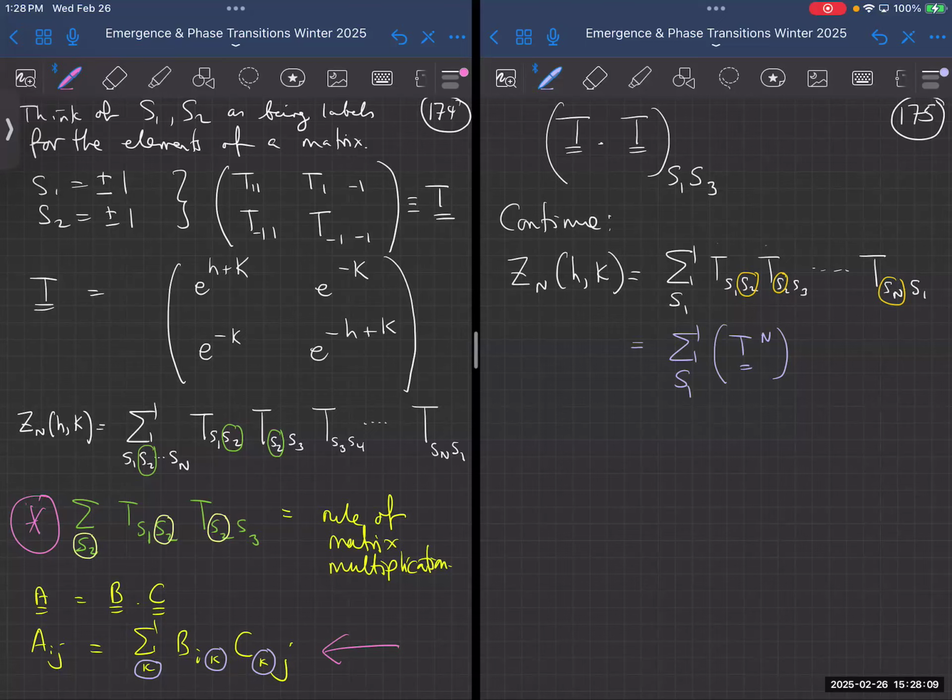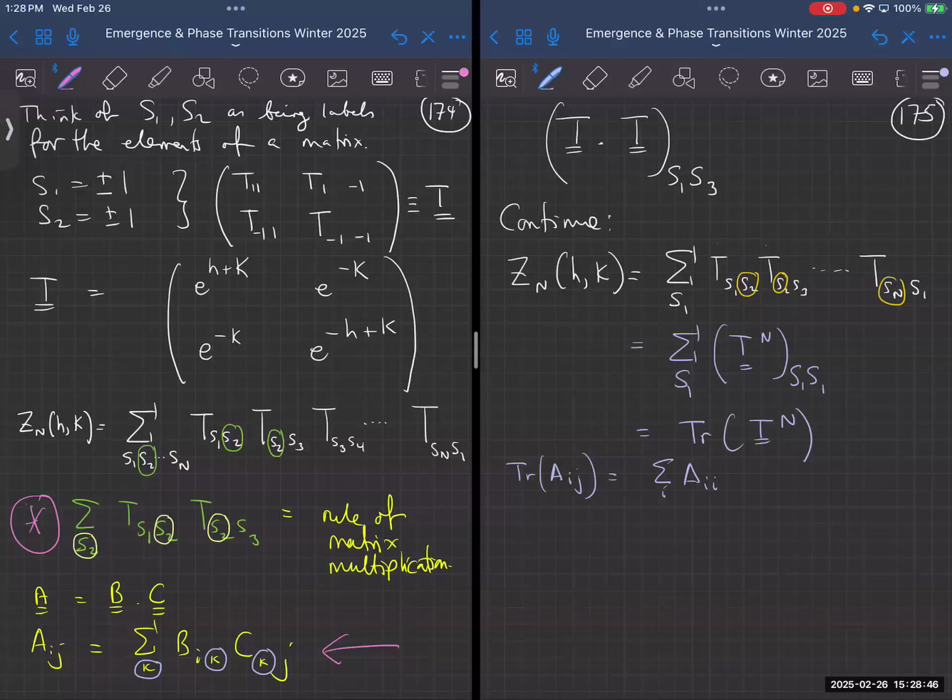So this is the matrix T to the n. What are its indices? Somebody else? S1, S1, exactly. And what is that? So that is the sum over the diagonal elements of the matrix. So that is then just the trace of the matrix T to the n, because trace just means it just means like that.